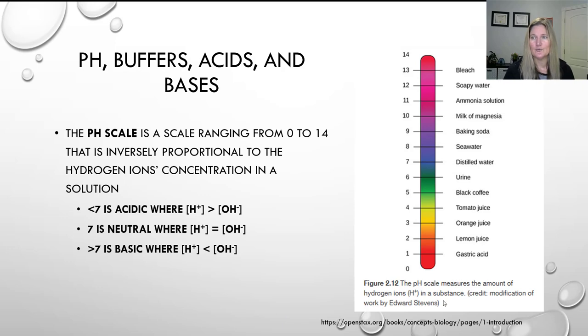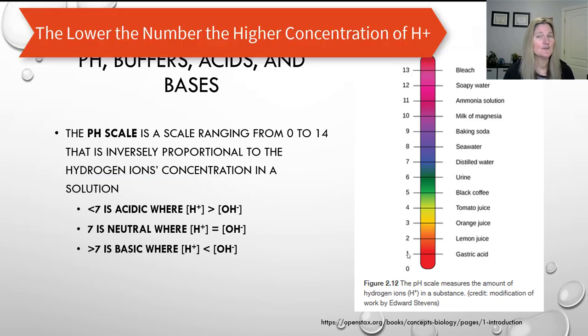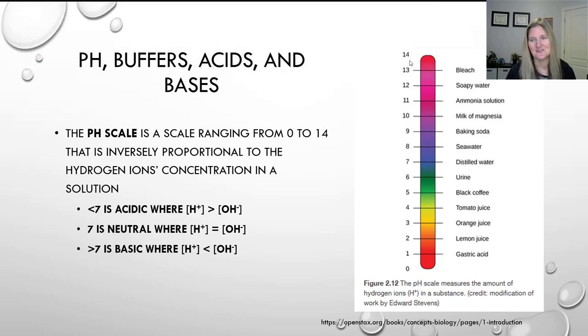So what does this have to do with that pH scale that you probably learned about in elementary school? So our pH scale goes from 0 to 14. And what it's actually measuring is the concentration of hydrogen ions within the solution. So the lower the number, the higher the concentration of hydrogen ions. The higher the number, the lower amount of hydrogen ions in the solution. So if we're just looking at this figure over here, we have 0 to 14.